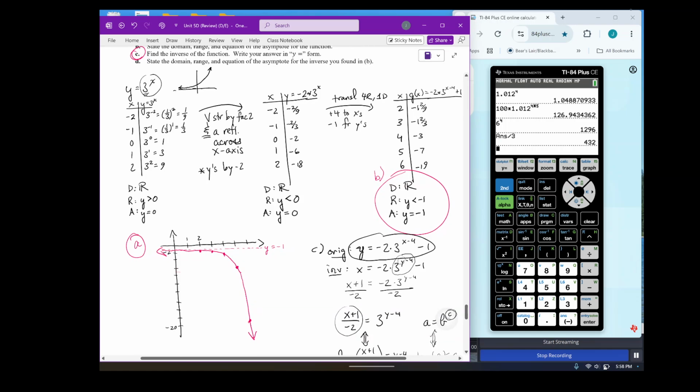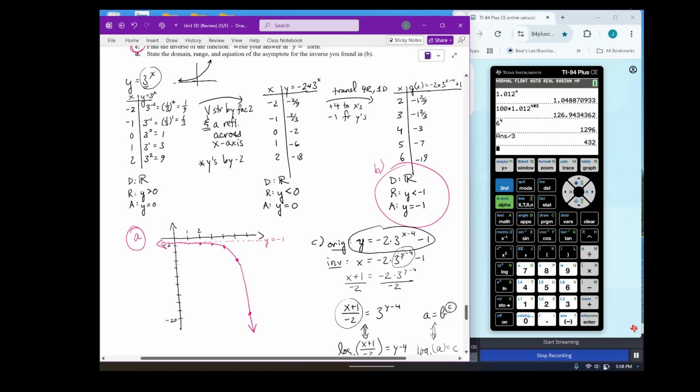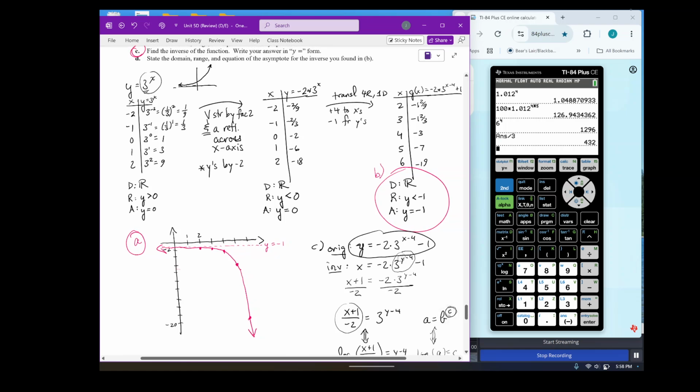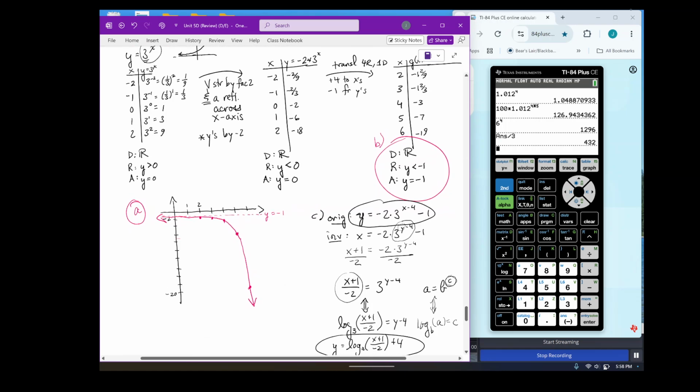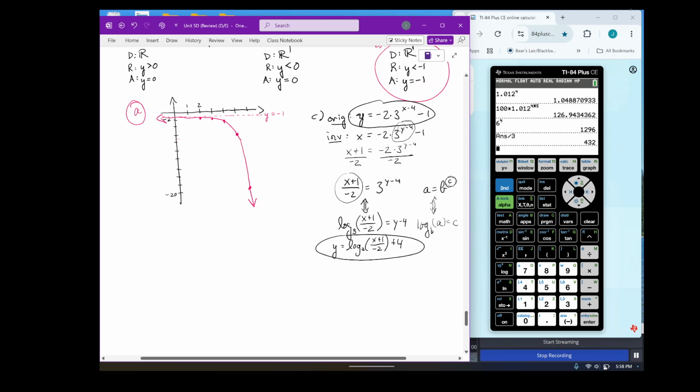Find the domain, range, and equation of the asymptote for the inverse. Oh, this should say in C, not in B. Okay. So let's see here. The original domain was all real numbers. The range was y is less than -1, and the asymptote was y equals -1.